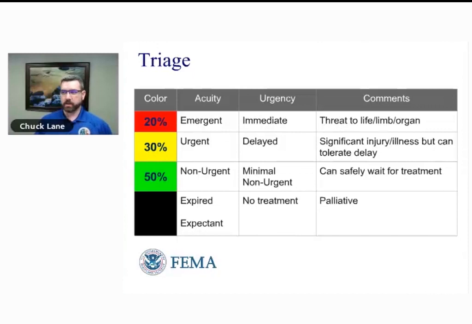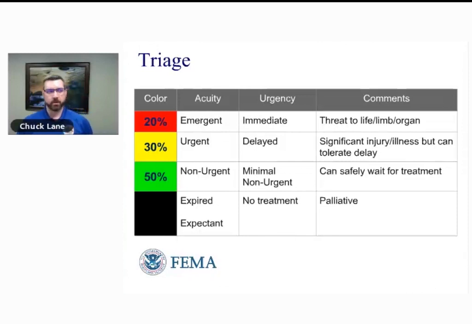Yellow tag patients are our next 30%, and we call them urgent or delayed generally. And this is going to be that 50% generally that's brought in by EMS within that first hour to 90 minutes. And this group, while they need higher levels of care and they do need more attention, that doesn't necessarily mean that they need to immediately go back. They can wait for just a little bit, so they can tolerate that delay.